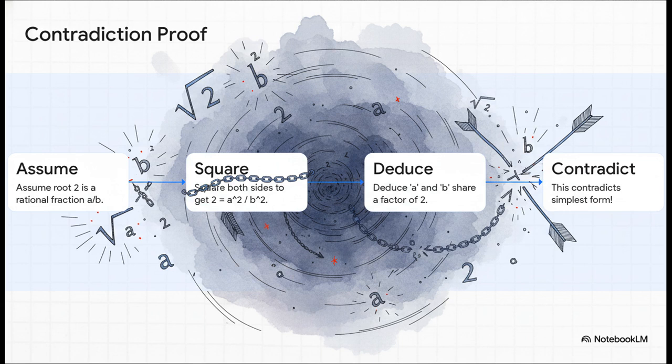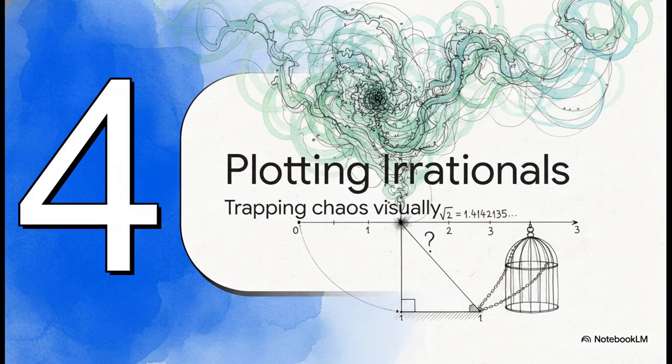But wait, if a is even, it turns out b must also be even. If they're both even, they share a factor of 2, which entirely contradicts our very first rule that the fraction was fully simplified. Basically, assuming it's rational literally breaks the laws of math. It's a beautiful contradiction.